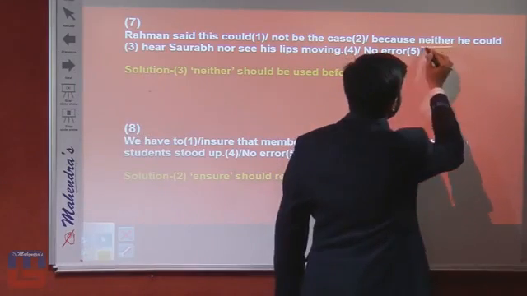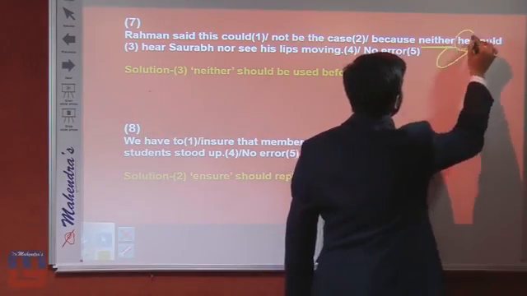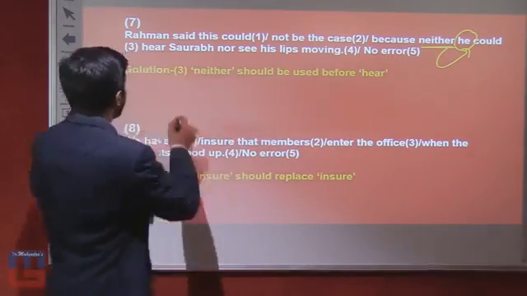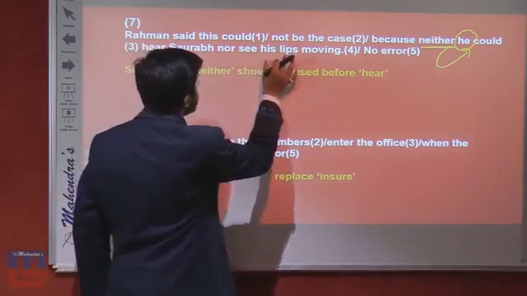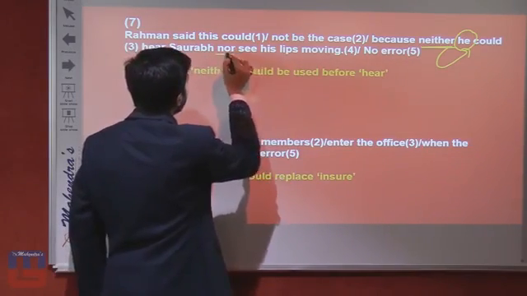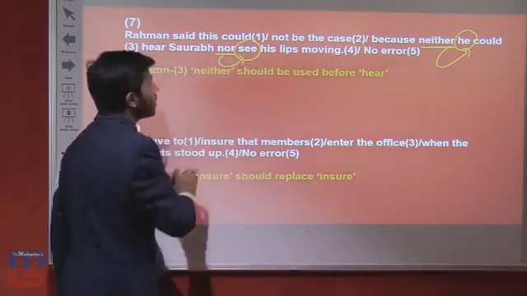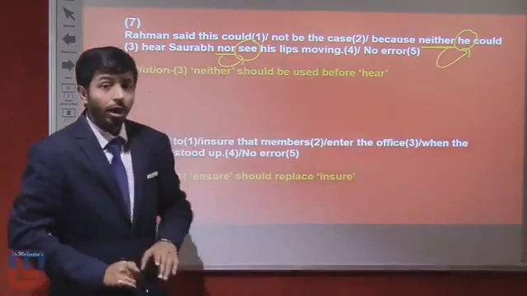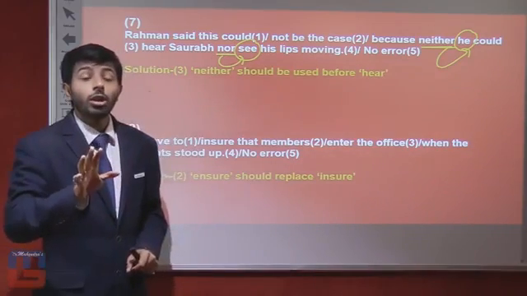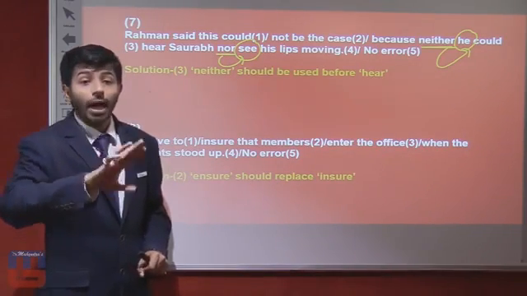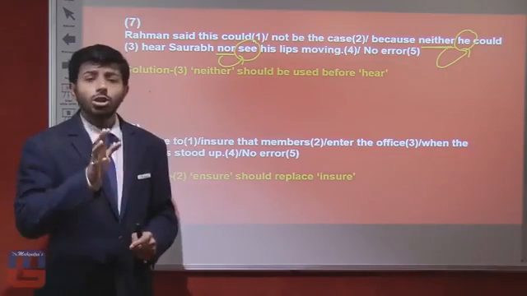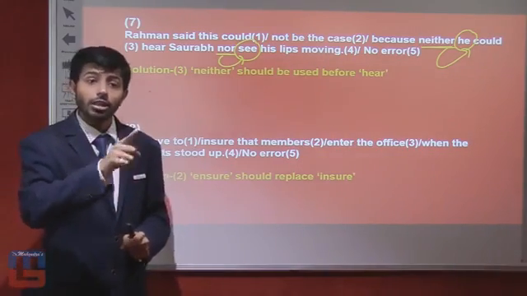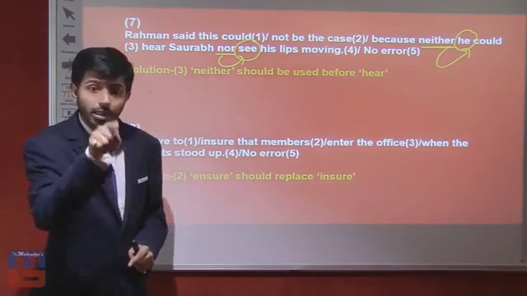So just have a look. Neither is used here, and after neither, he is used as a subject. Our pronoun is given as a subject. Neither he could hear Saurabh nor see his lips moving. Nor. See the word used after nor. See is a different part of speech, he is a different part of speech. So when neither nor, either or, not only but also is given with different parts of speech, you have to find the parallel parts of speech which is necessary in the sentence.